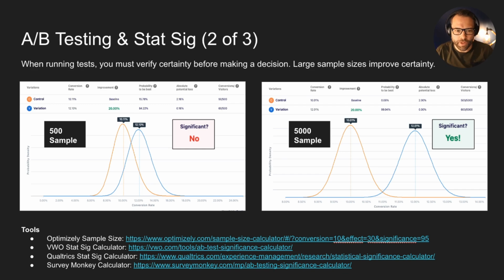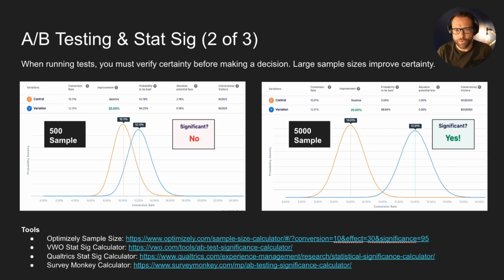So let's quickly run through what Stat Sig means and how to think about this when you're actually making decisions. And the key thing here is before you make a data-driven decision, you must have certainty when making that decision. Otherwise, it's just guesswork and you're actually not going to get the results that you're looking for. Fundamentally speaking here, the larger the sample size, the more certainty you're going to have. But obviously, we want to make decisions quickly.